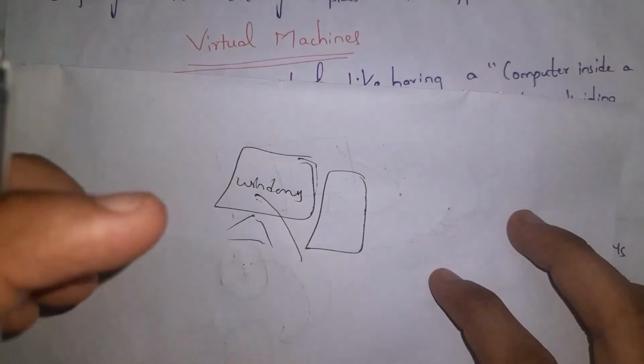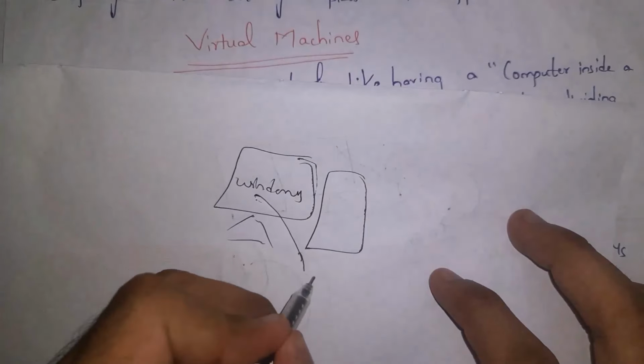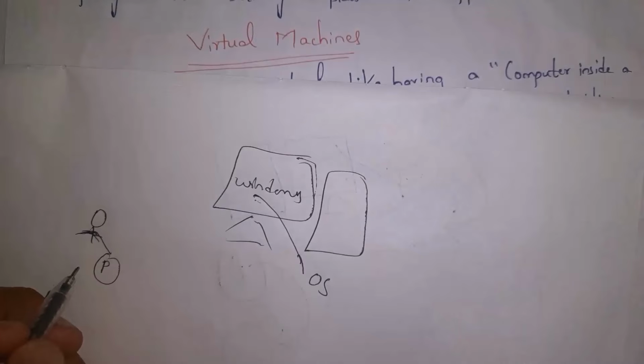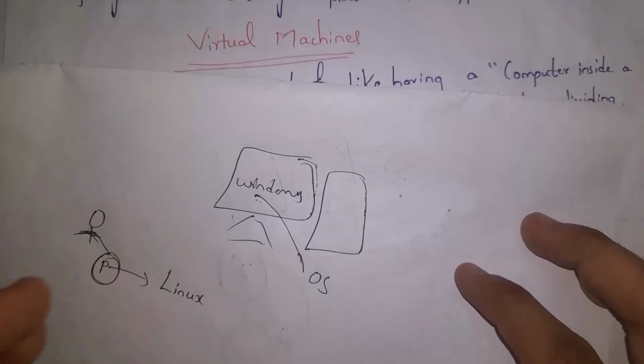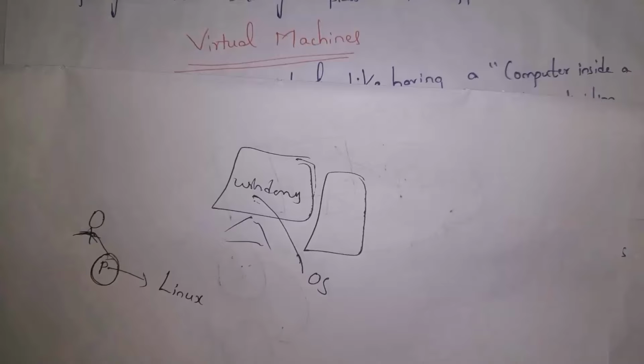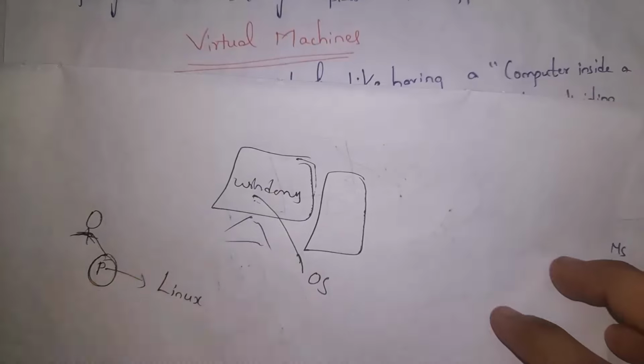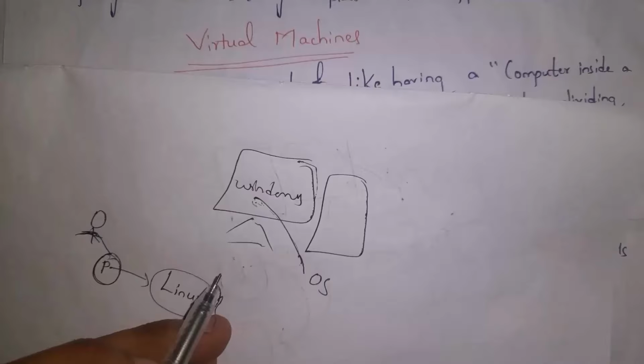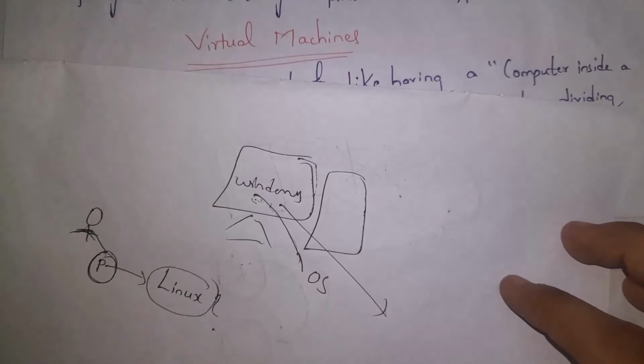Guys, for example, I have a computer. This computer contains the Windows operating system. Suddenly, I got one project to work on, and in order to make this project, I need the Linux operating system. But my system does not contain the Linux operating system. Installing Linux is a time-taking process. So what I will do is, in my Windows itself, I will install virtual machine software.